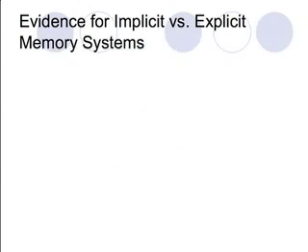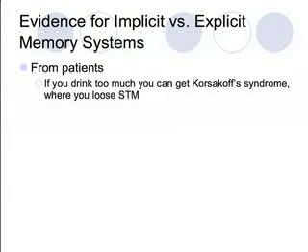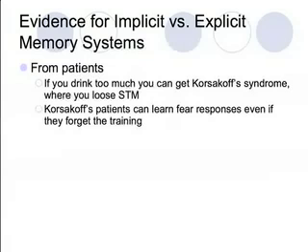Evidence for implicit versus explicit memory systems: a lot of it comes from patients. If you drink too much and you have a genetic disposition for this disease, you can get Korsakoff syndrome. And Korsakoff syndrome is kind of like having a bilateral surgery of the hippocampus, where you have your hippocampus removed. It causes a complete loss of short-term memory. So Korsakoff's patients can learn fear responses.